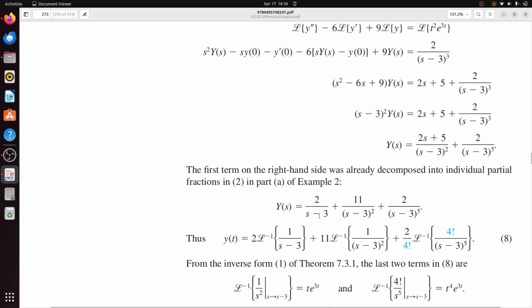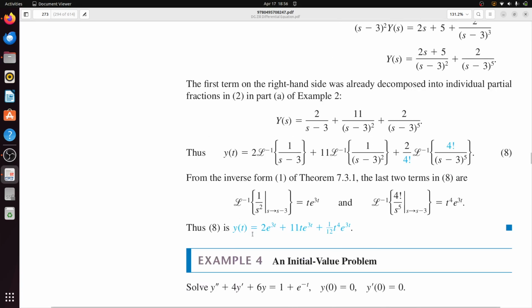So this term will be 2 into e^(3t), the Laplace transformation, plus 11 into t into e^(3t). Then here you need to write 2 by factorial 4, that means 2 by 24, that will be 1 by 12, just to manipulate this numerator denominator term so that it reduces to the Laplace transformation of t^4. But t^4 with a translation added, because here it is (s minus 3) whole 5, so that will be t^4 into e^(3t).